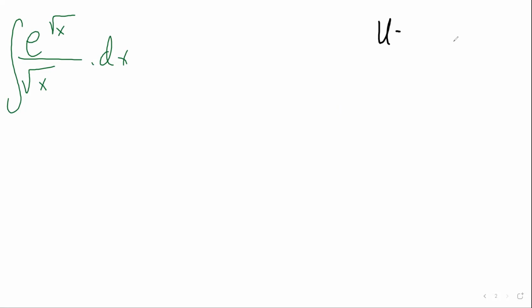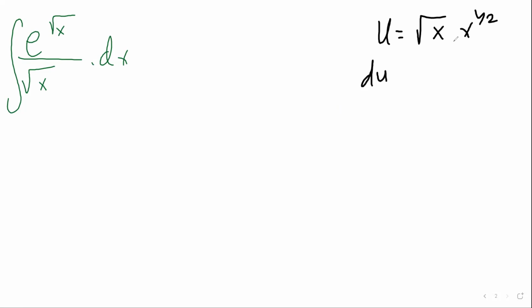If you have now e to the power square root of x over square root of x, you need to find its derivative. So from here, the first step, look at the power of e. What is it? It is square root of x. So I assume that u is the square root of x, or in other words, x to the power half.